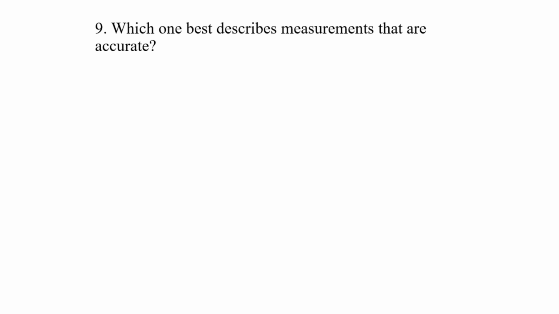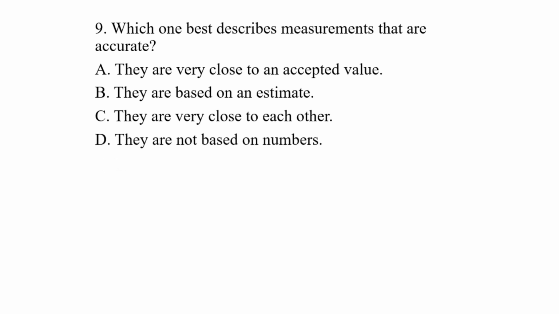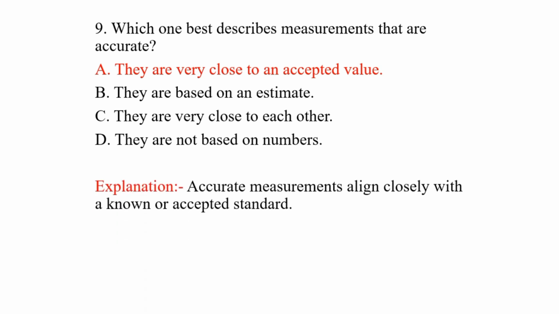Question number 9. Which one best describes measurements that are accurate? A. They are very close to an accepted value. B. They are based on an estimate. C. They are very close to each other. D. They are not based on numbers. The answer is they are very close to an accepted value. Accurate measurements align closely with a known or accepted standard.